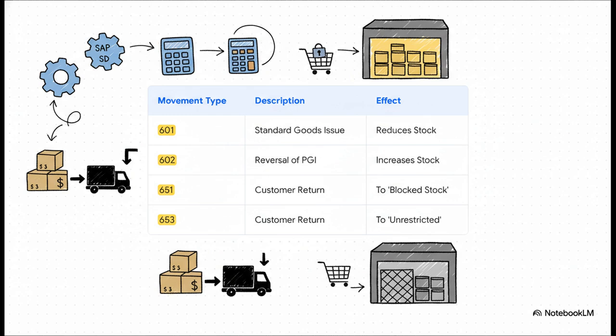But returns are where it gets interesting. A 651 movement is for returns that need checking. The item comes back to your warehouse, but it goes into blocked stock, so you can't sell it and it's not financially yours yet. A 653, on the other hand, puts it right back into your unrestricted, saleable stock. Knowing the difference here is absolutely crucial for keeping your books and your stock count accurate.